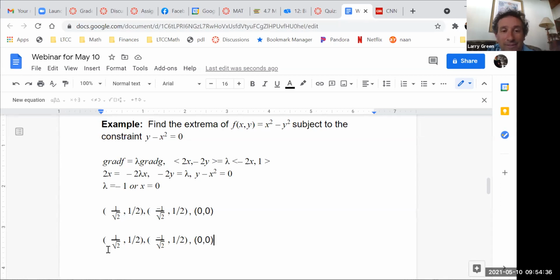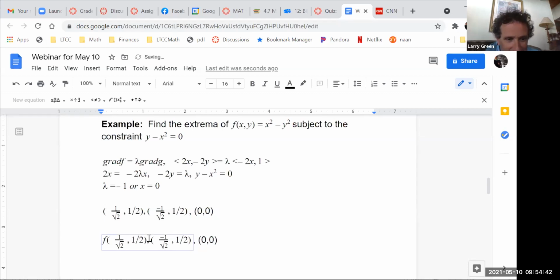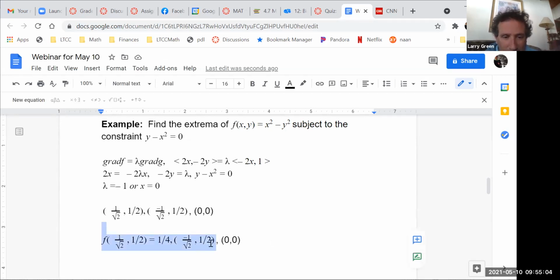Plug them into F. And let's look at it. That's why I copied and pasted. That way I could write F. So F of 1/√2 comma 1/2 is, well, we get 1/2, right? 1/√2 squared is 1/2 minus 1/4. 1/2 minus 1/4 is 1/4. I could do the same thing with the negative 1/√2 comma 1/2. I get exactly the same thing. Squares kill negatives.